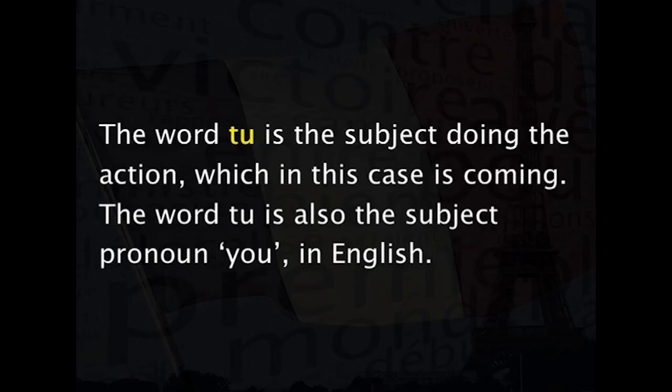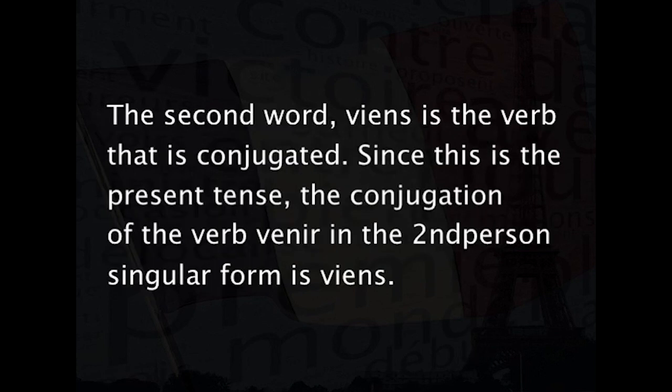The word tu is the subject doing the action, which in this case is coming. The word tu is also the subject pronoun you in English. The second word, viens, is the verb that is conjugated. Since this is the present tense, the conjugation of the verb venir in the second person singular form is viens.